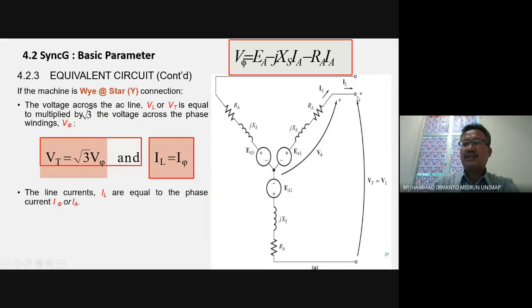But the terminal voltage is equal to root three multiplied by the phase voltage. It is for the Y connection.